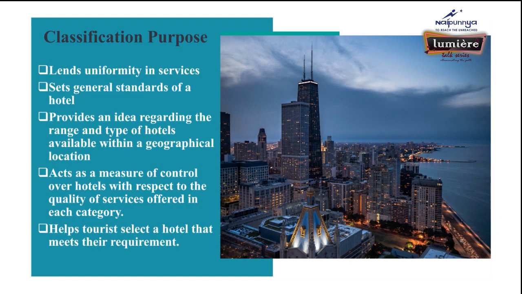Classification lends uniformity in service. It helps to set general standards of a classified hotel. Classification gives an idea regarding the range and type of hotels available within a particular area. Classification acts as a measure of control over hotels with respect to the quality of service offered in each category. It helps the tourist to select a particular hotel that meets their requirements.